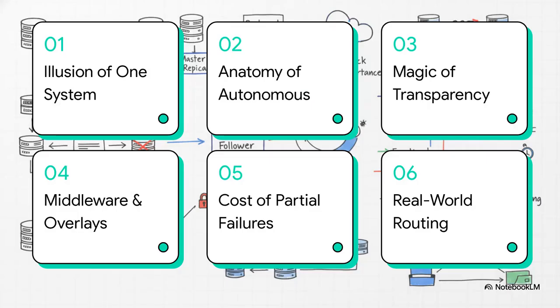So here's our roadmap for today. We're going to cover the illusion of one system, the anatomy of autonomous nodes, the magic of transparency, middleware and overlay networks, the cost of partial failures, and finally, real-world routing and trade-offs. Let's get right into it.